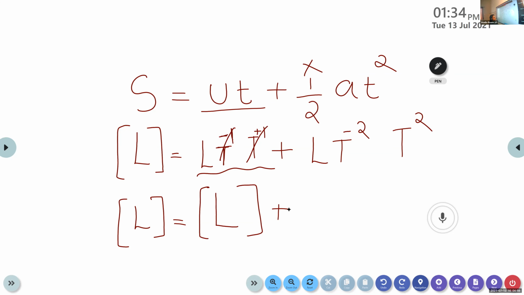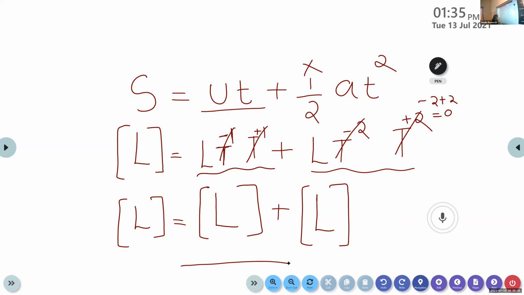Plus, what about the second case? Here also we have LT raised to -2 and T raised to +2. What happens to this T raised to -2 and T raised to +2? -2 plus 2 is equal to 0. That is, T raised to -2 and T raised to +2 cancel. So we get L only. Does it obey the principle of homogeneity?